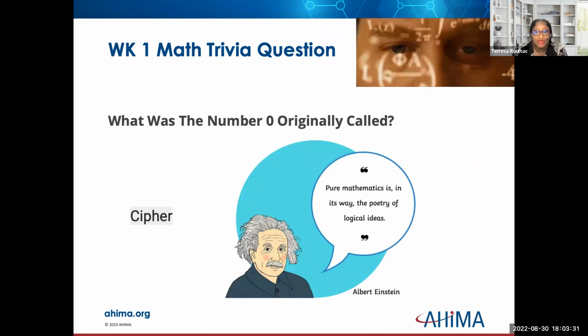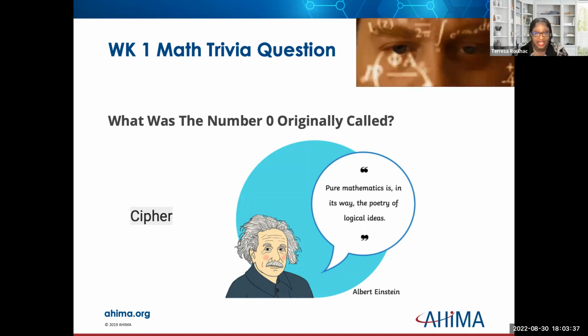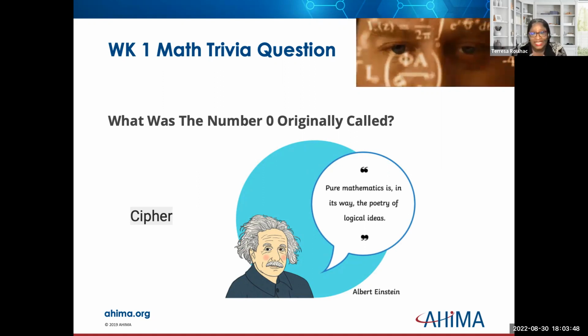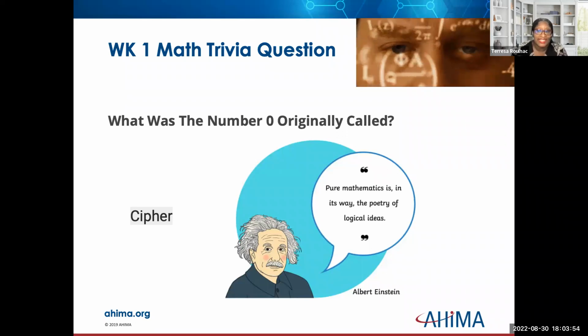What was the number 0 originally called? It was called cipher. Now, cipher comes from the Arabic word cipher, meaning empty. The first known use of the word 0 was in 1958. And from Albert Einstein, pure mathematics is, in its way, the poetry of logical ideas.